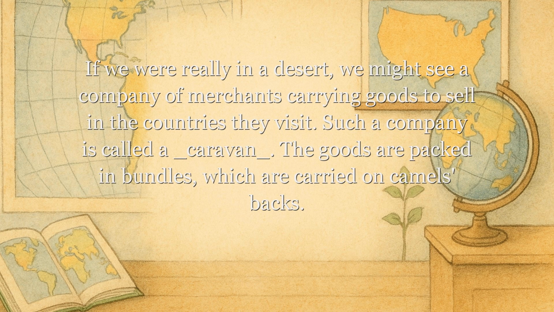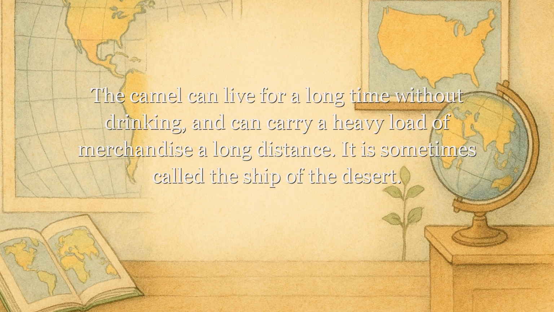If we were really in a desert, we might see a company of merchants carrying goods to sell in the countries they visit. Such a company is called a caravan. The goods are packed in bundles, which are carried on camels' backs. The camel can live for a long time without drinking and can carry a heavy load of merchandise a long distance. It is sometimes called the ship of the desert.